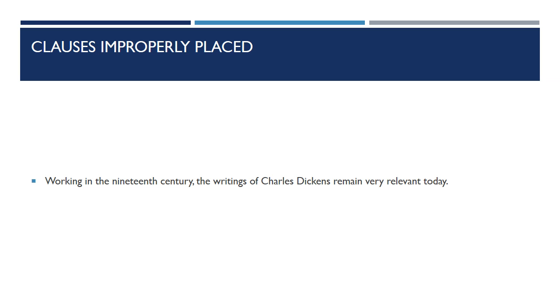So, for example, if you take a look at this example sentence, working in the 19th century, the subject is the writings. This sentence says the writings were working in the 19th century. The writings weren't working in the 19th century. Charles Dickens was working in the 19th century. So again, this is something that's improperly placed. And you'll see this a lot on the PSAT. So always make sure you find that subject and make sure that that clause properly modifies it.